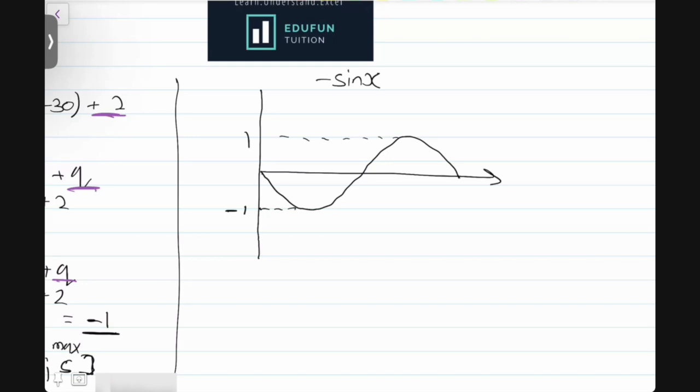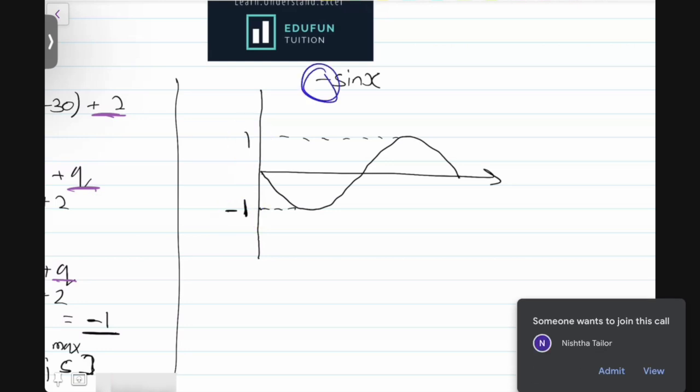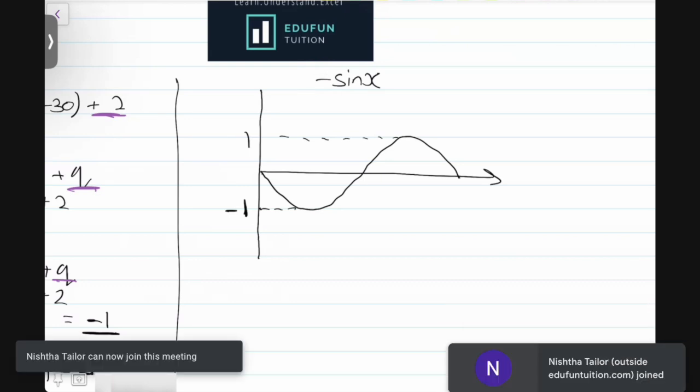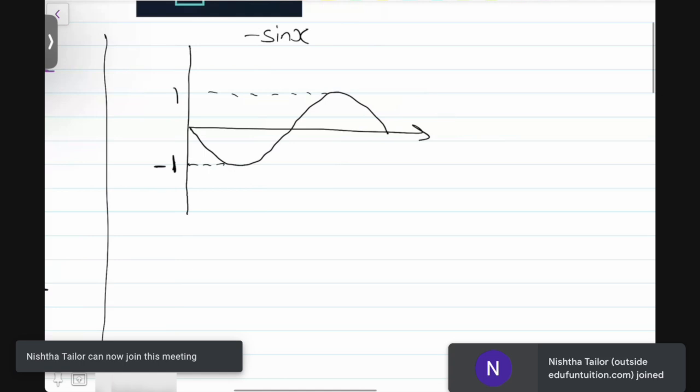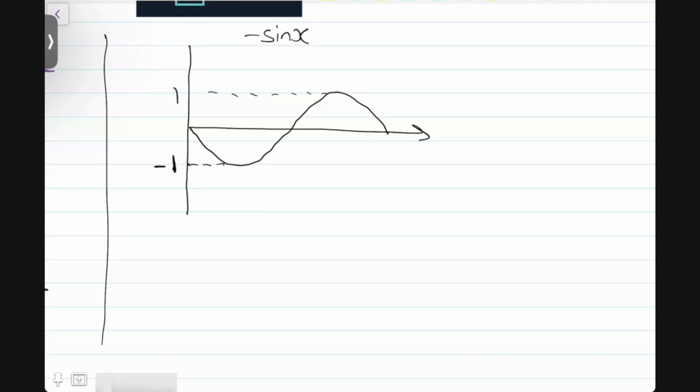Now you'll see this has a minimum of minus 1 and a maximum of 1, because that's the amplitude over there. Now, the next part is why we don't include the negative in our max value and minimum value. Let me show you my next graph.